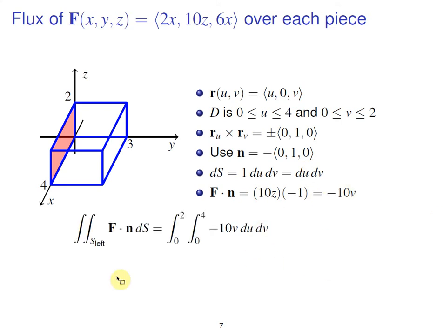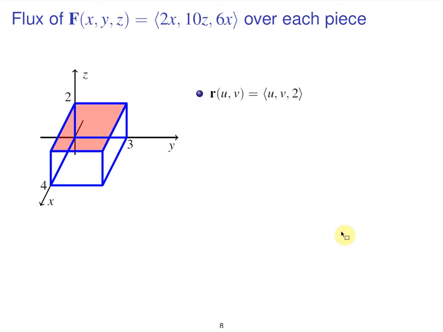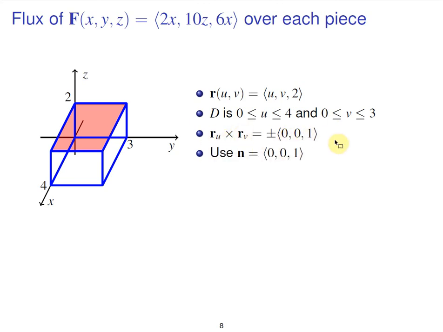So you set up the integral for the flux across the surface on the left, and this integral is actually the negative of the integral we just saw earlier, so when you add, these cancel out, which is why we didn't compute. For the top, parameterize as u comma v comma 2 because z is held constant at 2 for the piece on top here. Here's your parameter domain. When you cross the vectors, depending on which order you cross, you get 0, 0, 1 or 0, 0, negative 1, but we need the vector pointing up, so that's 0, 0, 1.